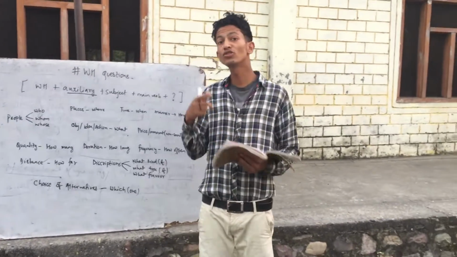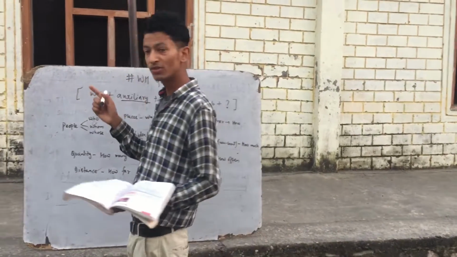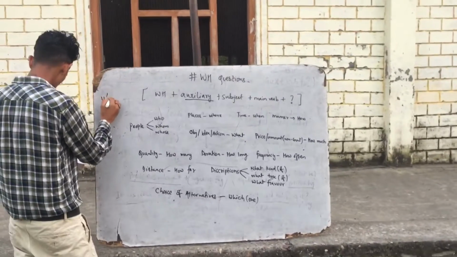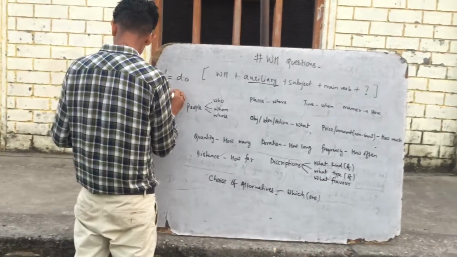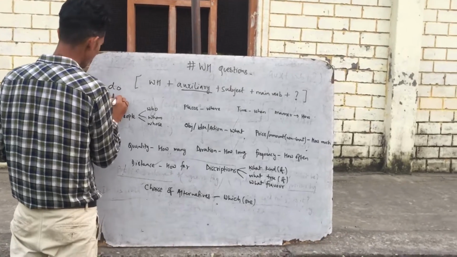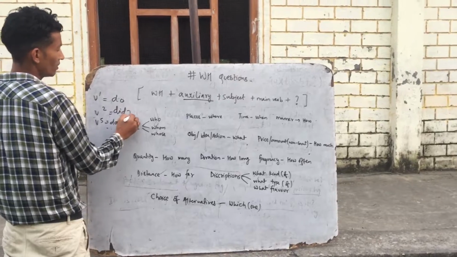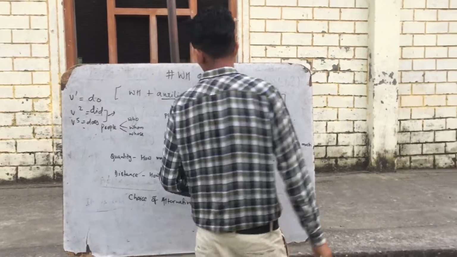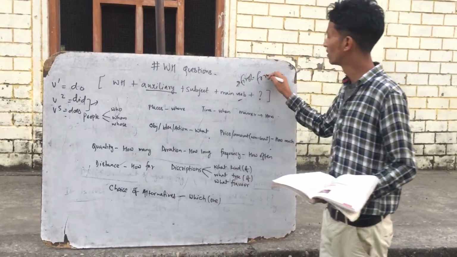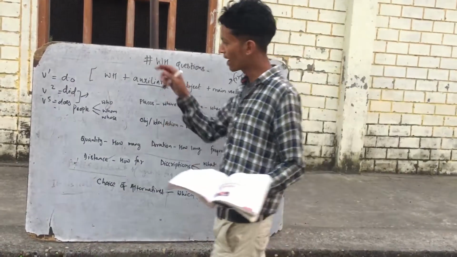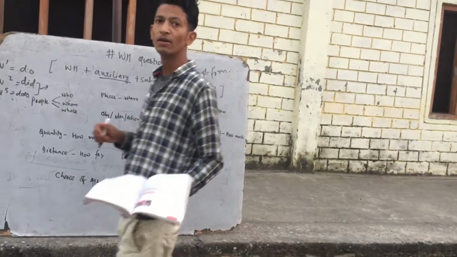However, if there is no auxiliary, then what are we going to do? Again, the same formula which I have taught you before. If there is V1, we're going to apply do. If there is V2, we're going to apply did. And if there is V5, we're going to apply does. But whenever we are applying did and does, the verb changes into the first form. So whenever we are applying did or does, the verb will change into the first form.